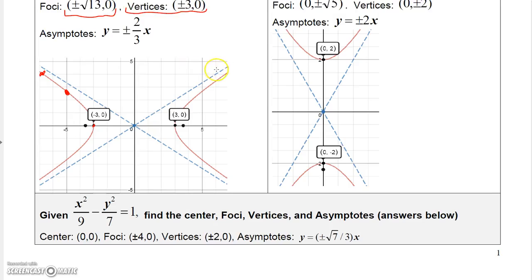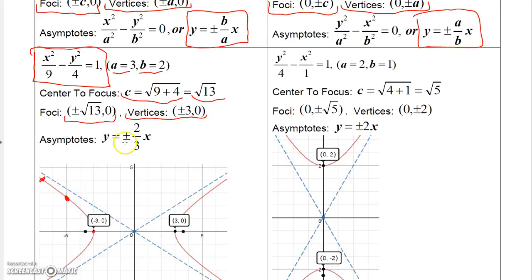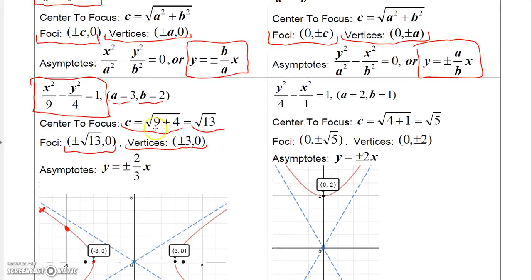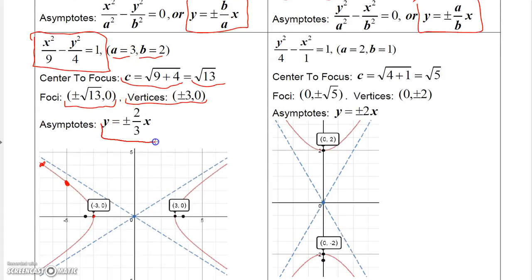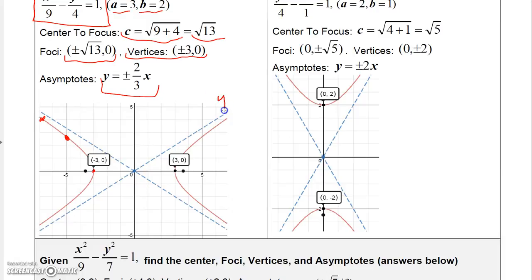Now, these two lines here are the slant asymptotes, because remember the slant asymptotes would be plus or minus b over a x. Well, b is 2, a is 3, so it's plus or minus 2/3 x. So this line here is y equals 2/3 x, and this line over here is y equals minus 2/3 x.